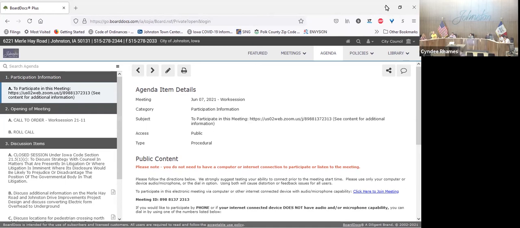21.5(1)(c) to discuss strategy of council on matters that are presently in litigation or where litigation is imminent, where its disclosure would be likely to prejudice or disadvantage the position of the governmental body in that litigation. Do I have a motion to go into closed session?